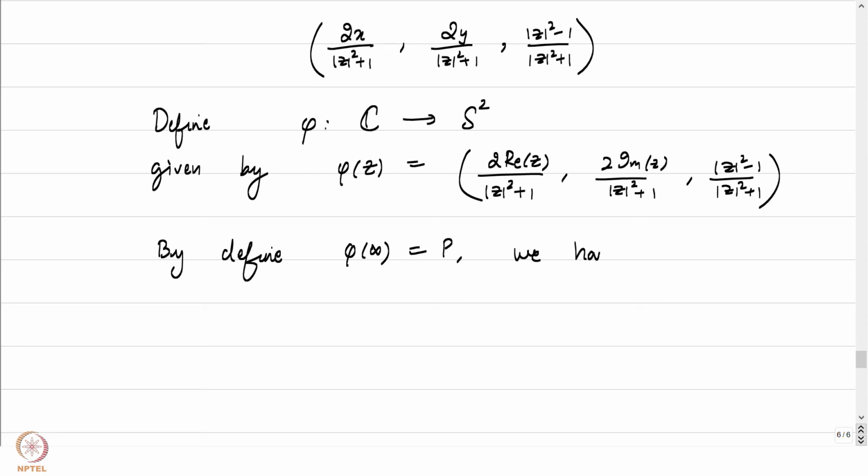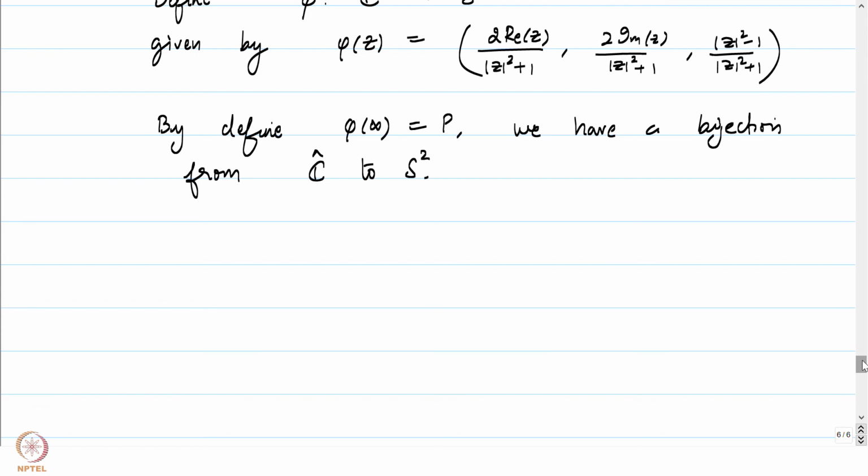We have a bijection from C hat, which is the extended complex plane, which is the set C with the extra point infinity attached. This is a bijection from C hat to S2. This is a concrete description of the extended complex plane. This map phi has a name. It's called the stereographic projection. The identification is quite important.